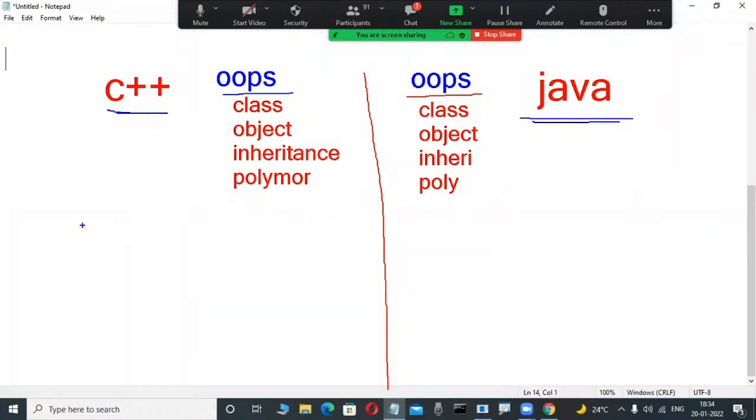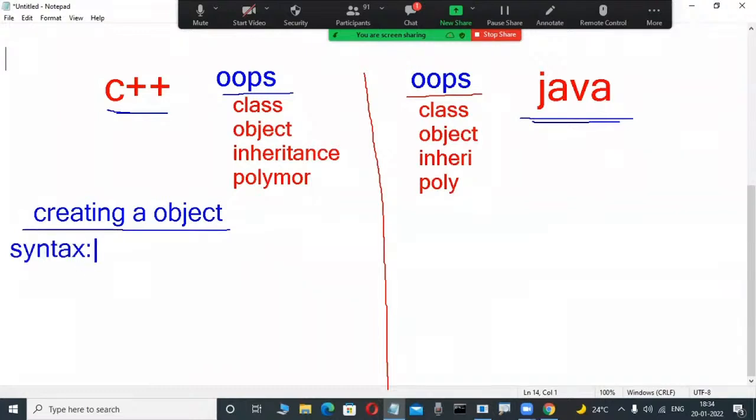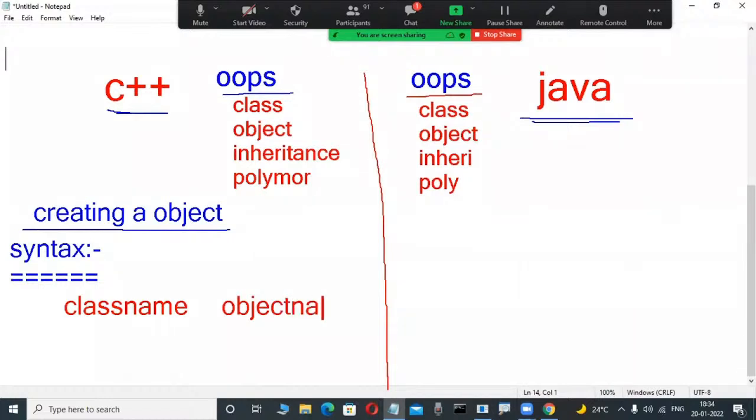Can anybody guess? Suppose in C++, I want to create an object from the class. What is the syntax? Any technical persons having an idea? So many persons have an idea, I think. Creating an object from the class, what is the syntax in C++? Yes, so many fellows have an idea. The syntax in C++ is class name, space, object name. This is the syntax to create an object from the class in C++.